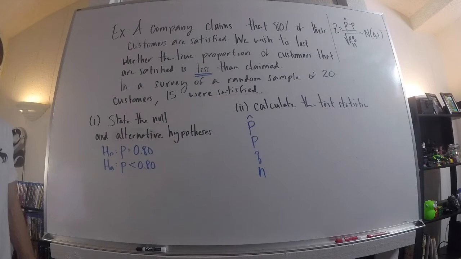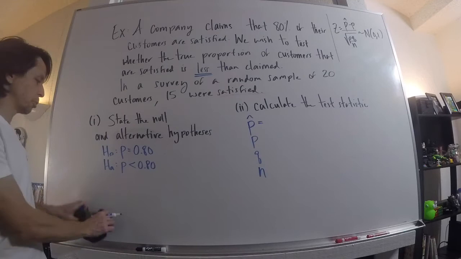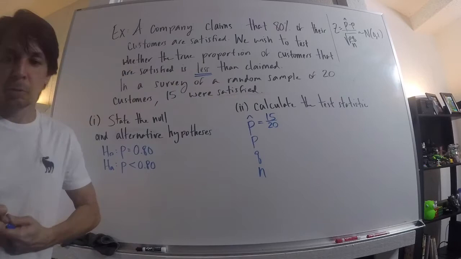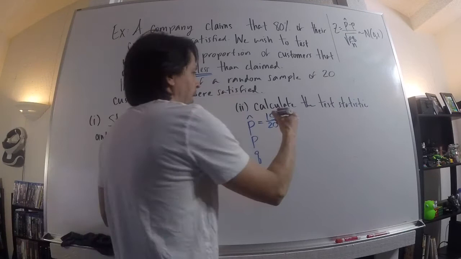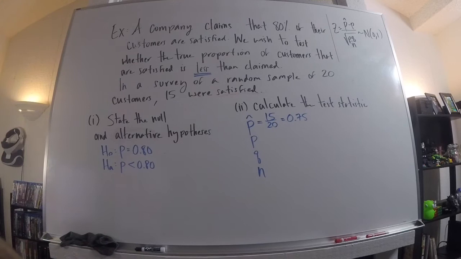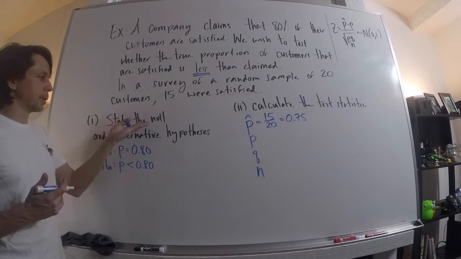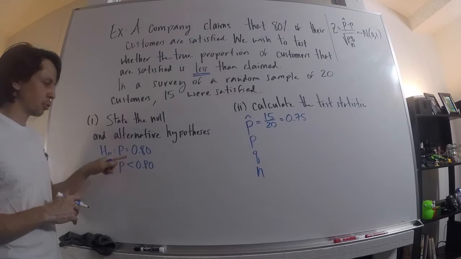P hat. You have to make sure you understand the distinction between P and P hat. P hat is your sample proportion, the percentage of your sample of 20 that were satisfied. We have to compute it. Sometimes they give it to us, sometimes they give us numbers of satisfied customers, and we literally just get our calculator out and do 15 divided by 20. It's 0.75. That's 75% of our sample satisfied. P is the population proportion, the proportion of all their customers that are satisfied. We don't know that technically, but when we do this process, we assume that the null is true, and therefore we assume that the claim they made is true. So we're going to do all our computations assuming that the proportion of all their satisfied customers is 0.80.